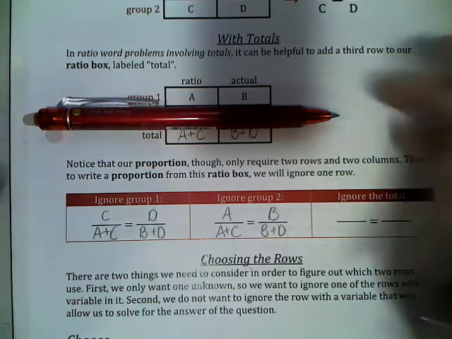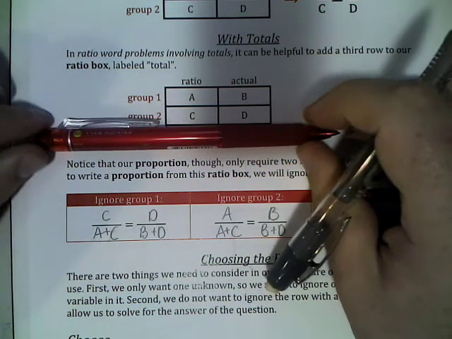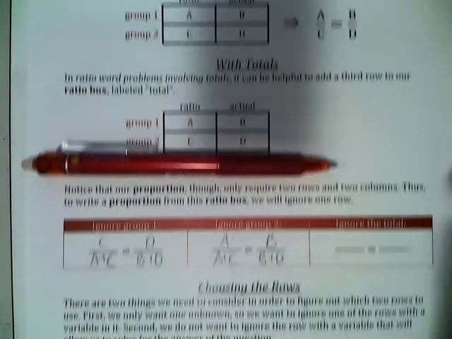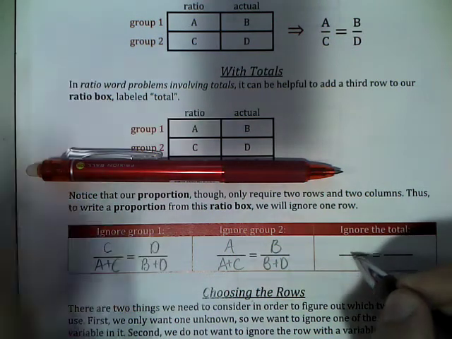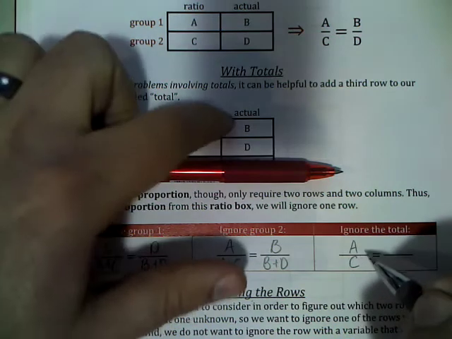And then finally, our third proportion is going to come from ignoring the total row, which means it's actually going to look just like our proportion did up here. I'll have A over C and B over D.